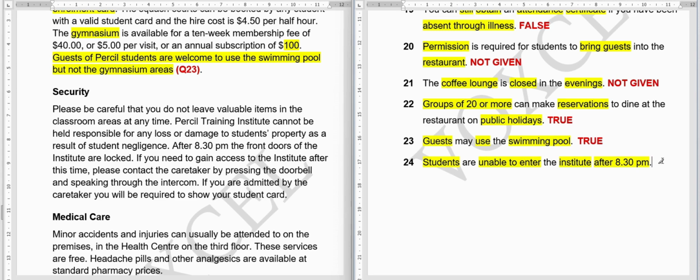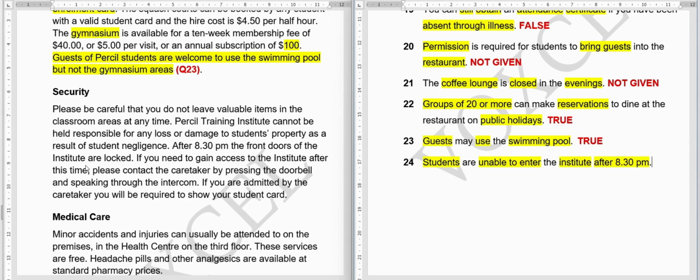But if that is not the case, let's just say they can enter around 9 p.m. or 10 p.m., or they are not allowed to enter after 10 p.m. but can enter between 8:30 and 10 p.m., obviously that is after 8:30, so the answer will be false. But if we don't know the closing or opening time of the gates or something like that, the answer to this will be not given. I hope it is clear. This particular question, the last question. Now we will read the information. Security.